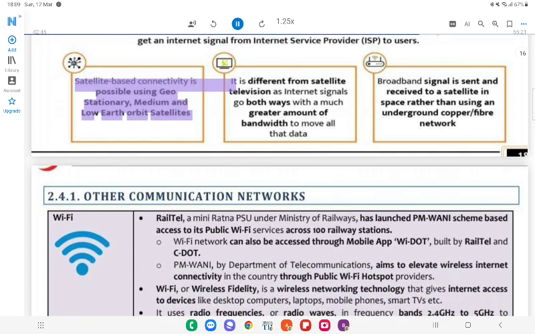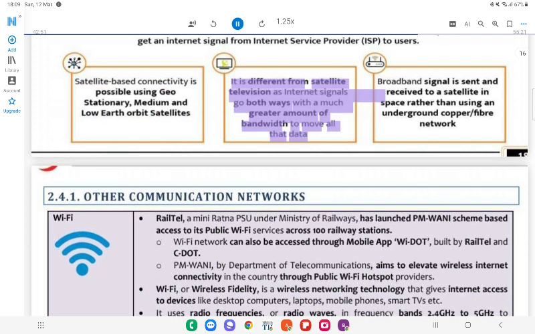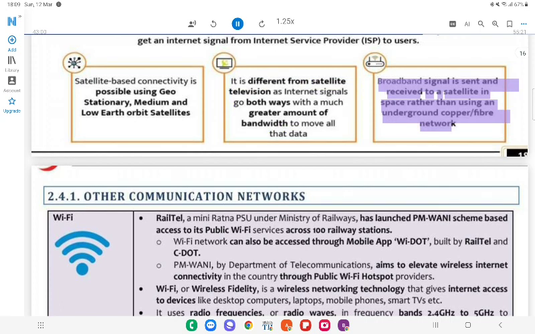Satellite-based connectivity is possible using geostationary, medium and low Earth orbit satellites. It is different from satellite television, as internet signals go both ways with a much greater amount of bandwidth to move all the data. Broadband signal is sent and received to a satellite in space rather than using an underground copper fiber network.